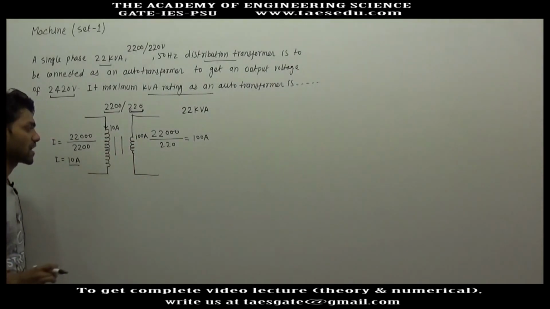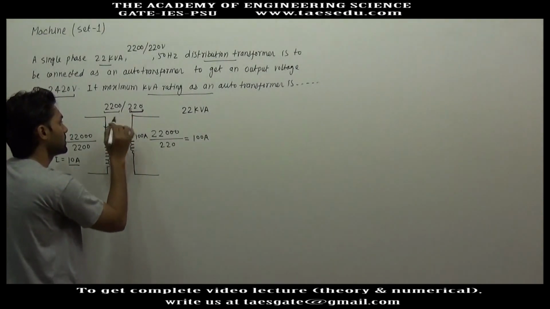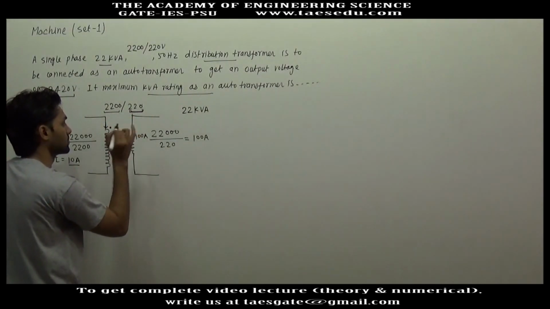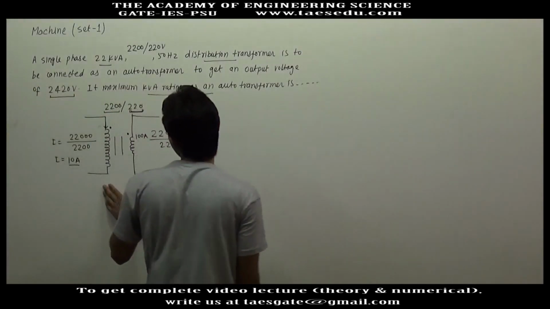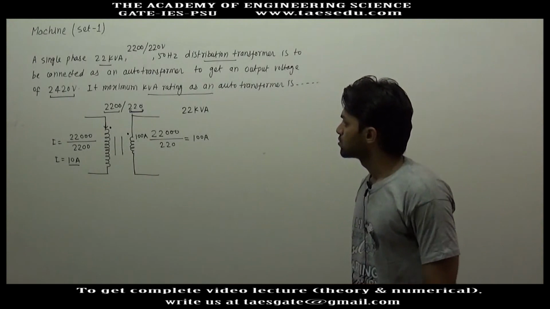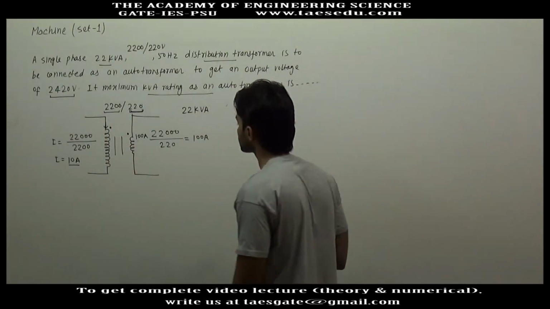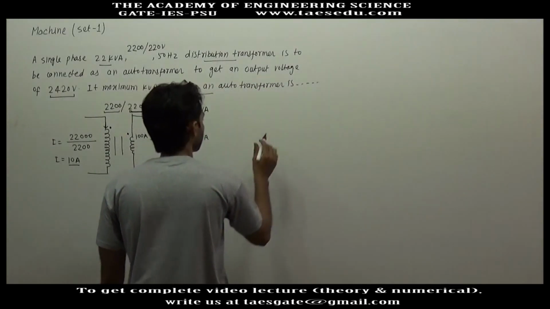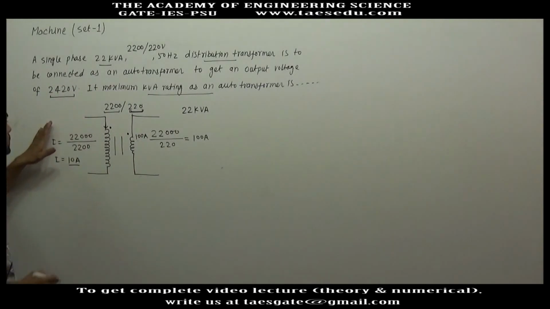These two windings are magnetically coupled with a core, and let's say this is the dot polarity. Now this two-winding transformer has to be connected as an autotransformer so as to get the output voltage of 2420 volt. Basically, how will you get 2420 volt?